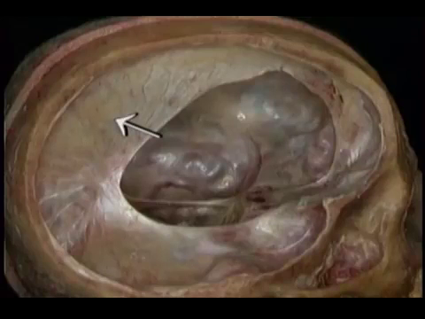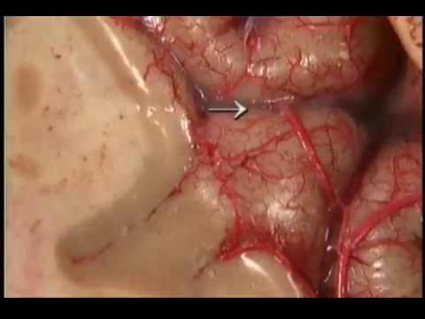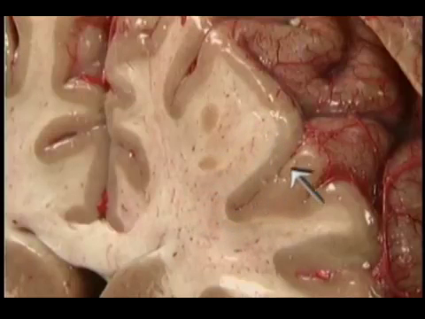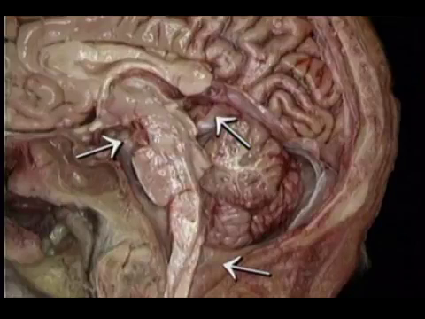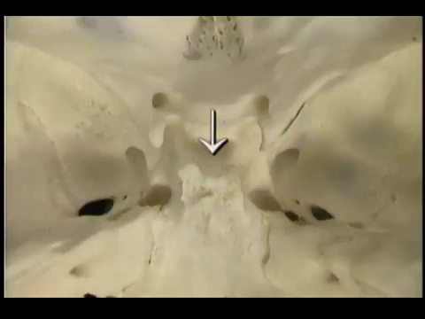Here are the falx, the tentorium, and the tentorial incisure. Here's the arachnoid. Here's the pia. Here are the cisterns. Here are the clinoid processes and the pituitary fossa in the dry skull.